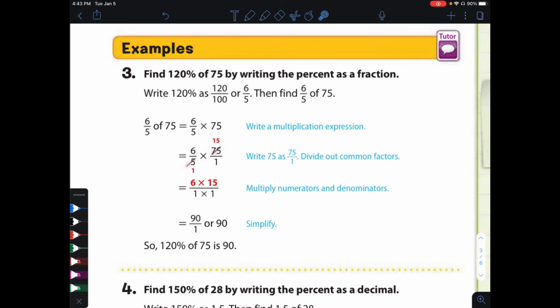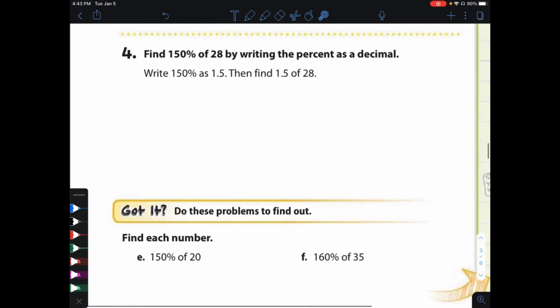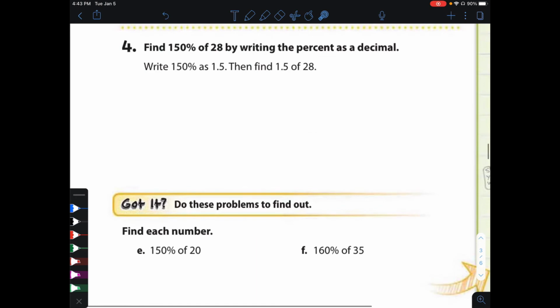Okay, let's take a look at example number 4. Find 150% of 28 by writing the percent as a decimal. Now we are going to use method number 2. We are going to write the percent as a decimal to find 150% of 28. So again, this is a percent greater than 100. So the first thing we need to do, write 150% as 1.5, then find 1.5 of 28.